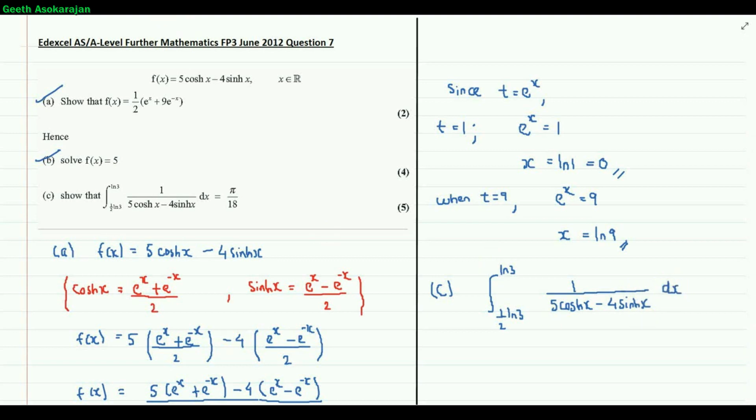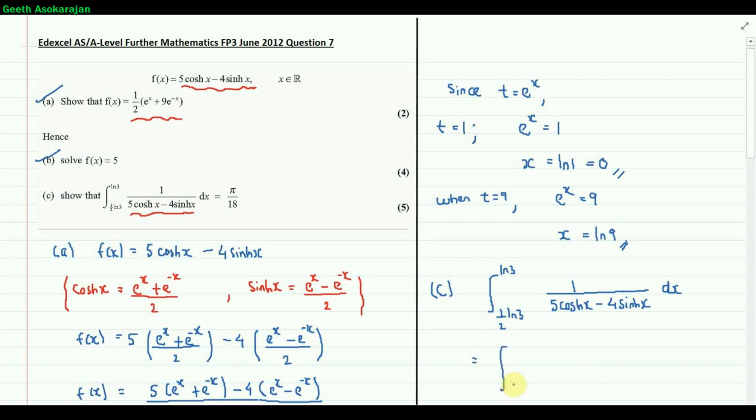Now, if you observe, this term in the denominator is identical to f of x, and we wrote f of x as a summation of exponential functions. So we expressed f of x in terms of exponential functions. We wrote it as half e to the x plus 9 e to the minus x. So let me replace the term in the denominator by our answer in terms of exponential functions. So let's see what we're going to get as a result.